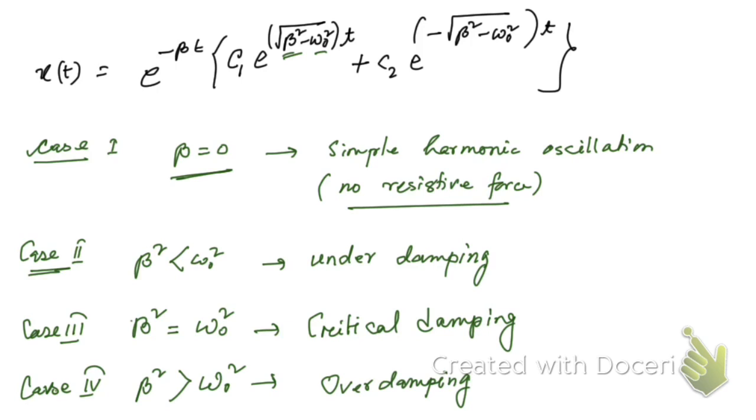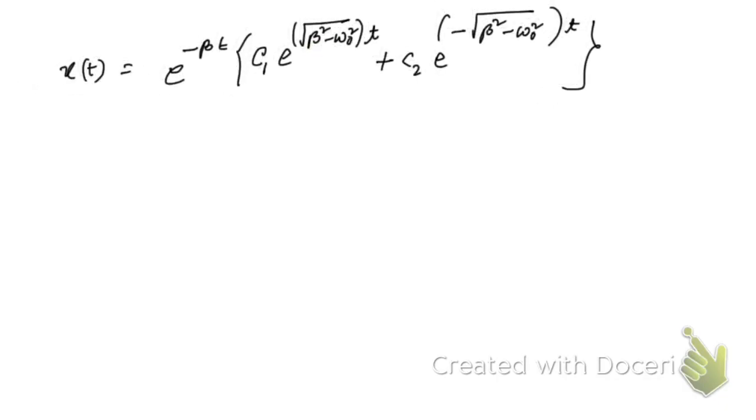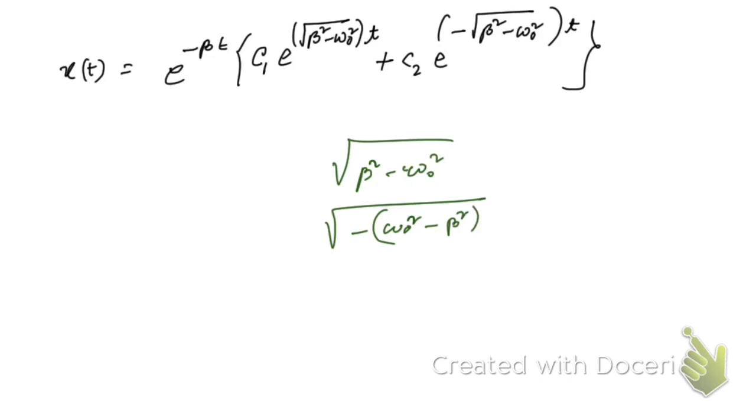Now you see, let me take this solution, copy it, and go to a new slide. So here is the solution. Now let's do one thing. Let us take minus common from these two. You see, root over beta square minus omega naught square, if you take the minus sign common, it can be written this way. And because of minus 1, we can consider i square, which can be written as i root over omega naught square minus beta square.